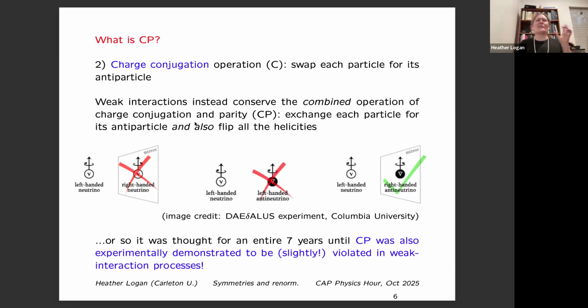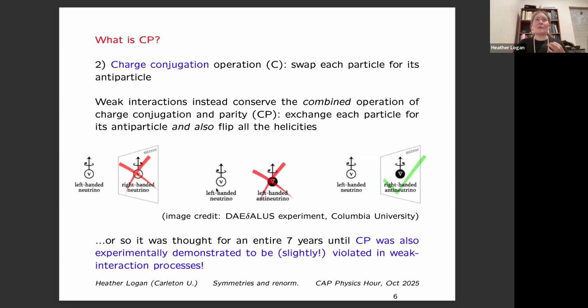So basically, to do this, you exchange each particle for its antiparticle and also flip all the helicities. So if you have a left-handed neutrino and you do parity on it, you'd get a right-handed neutrino, but those don't exist as far as we know. At least they have never been experimentally observed, right?